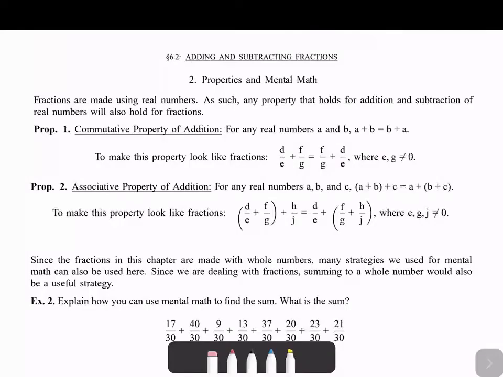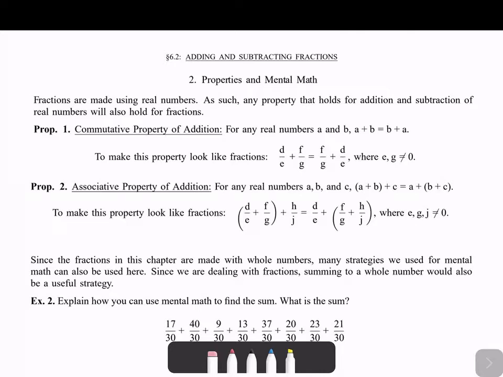Hi everyone, this is the second video for section 6.2 on adding and subtracting fractions. Okay, so now we want to talk about the properties of fractions and how to deal with fractions in mental math. So fractions are made using real numbers, right?